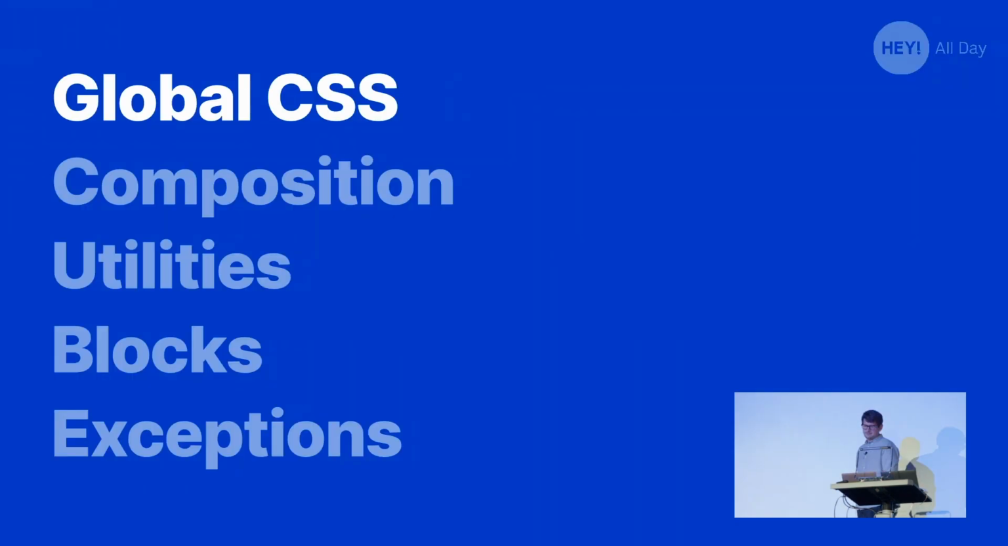So what I will do though, is I want everyone to be on the same page as each other. So I'm going to give you a quick whiz through about what CubeCSS is and what it's all about. And it's broken up into 5 parts. There's global CSS, layout compositions, utilities, component blocks, and then exceptions that go with those blocks, and compositions and utilities.